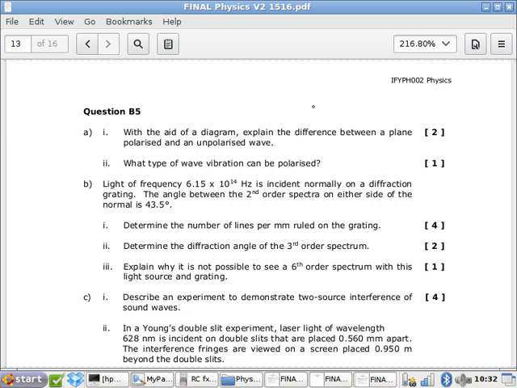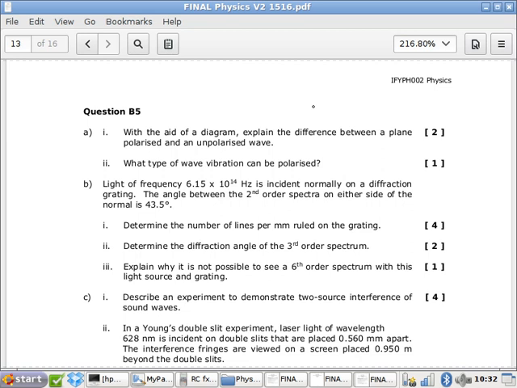The key word for the polarizing definition is plane. So a polarized wave is one which is propagating in one plane only. And an unpolarized wave is a wave which is propagating on many planes. Okay, so the key word is plane. This will help you write the definition. Are we okay with that? What type of wave vibration can be polarized? So which one can be polarized? Transverse or longitudinal? Transverse, yeah.